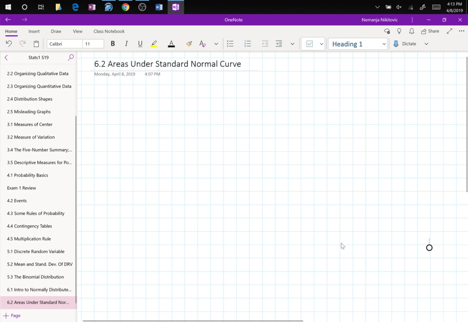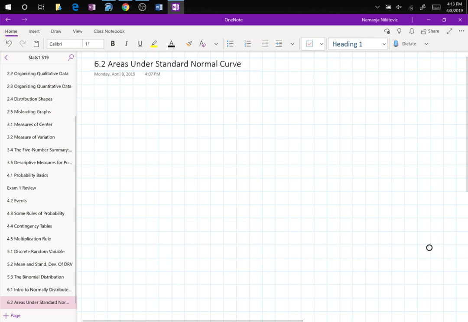Hello and welcome back to Statistics 1. Section 6.2, time to learn to use z-scores, area under the curve. This section is mechanics only, and then in the next section we're going to put that in the context of what we did last class.